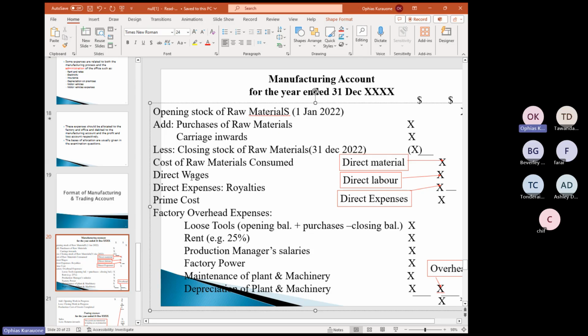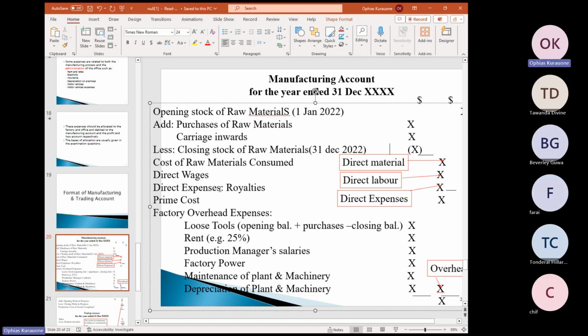Then you go to direct wages. This one doesn't have an opening stock. Then you go to direct expenses, let's say royalties. Again, this one does not need much labor. You don't have to struggle more on that.